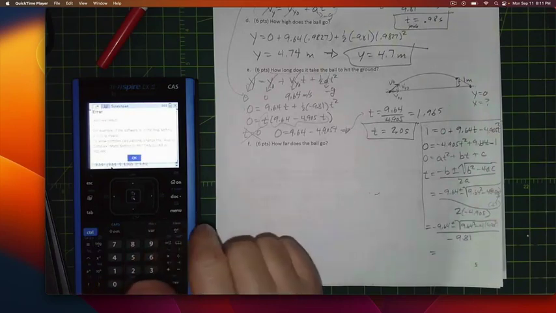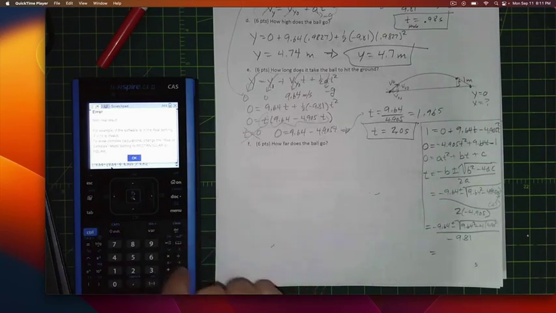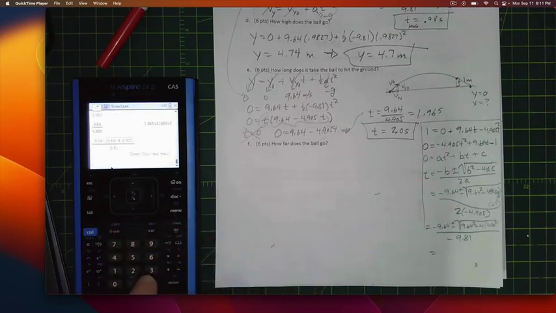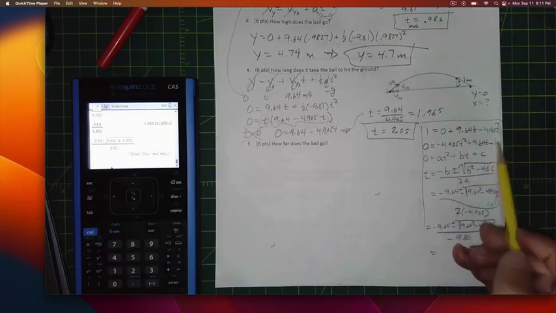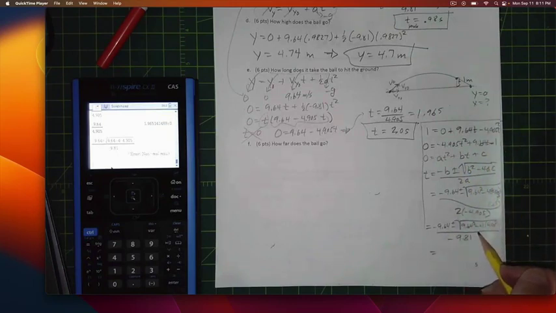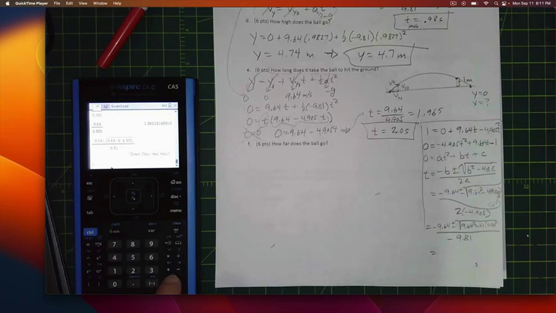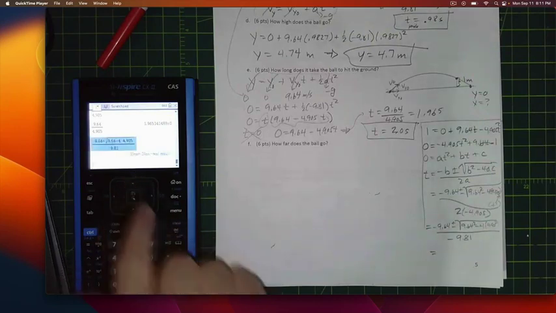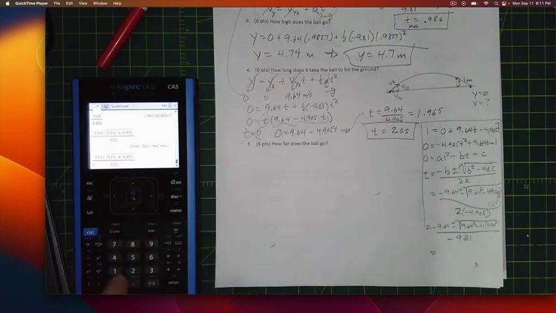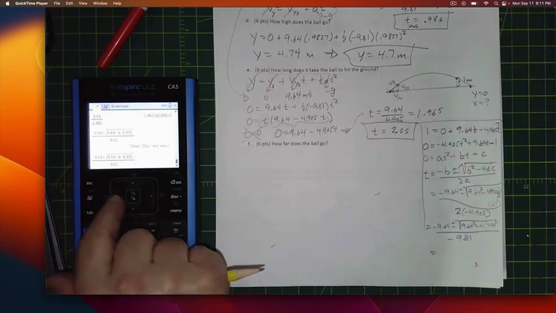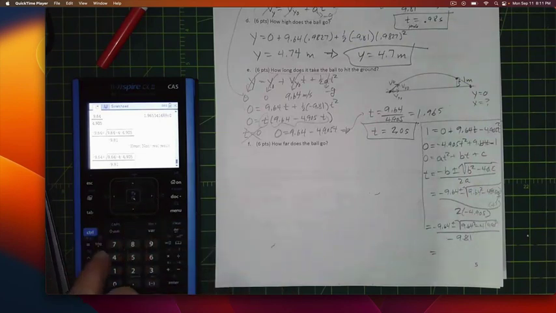Oops, what? Okay, what did I do? Maybe I made an impossible problem. Minus 4ac. Oops, I forgot to square my 9.64. I was getting imaginary numbers, which are not good for this problem since it's all real.